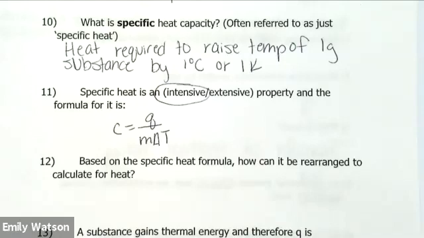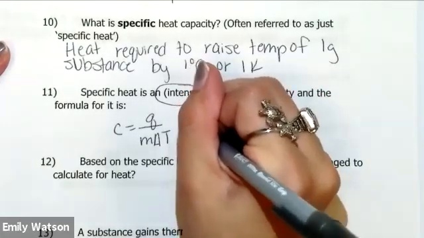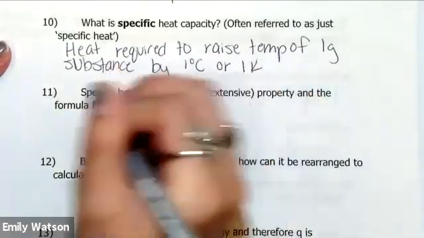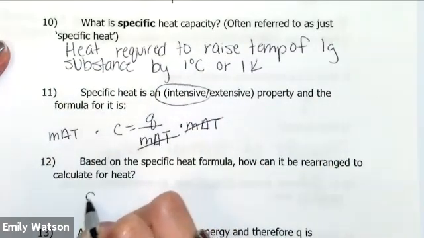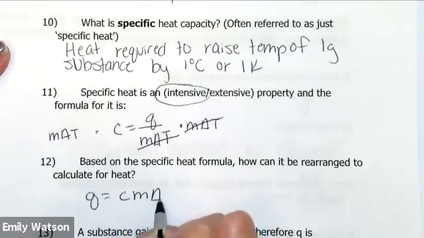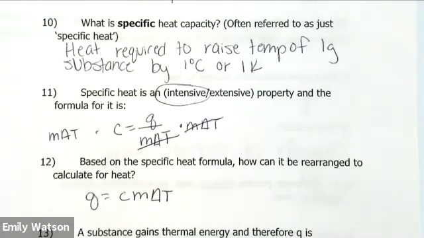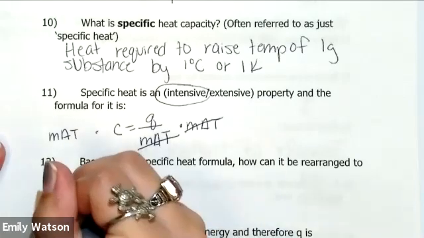So we need to rearrange it so that it calculates for heat, right? Heat is up here on top. How would we rearrange it to calculate for heat? Yes. We're going to multiply both sides by this denominator, right? So now we're going to get Q equals Cm delta T. This is what I call the CMAT equation because it looks like CMAT. This is the equation I want you to remember. This is the equation she wants you to remember.